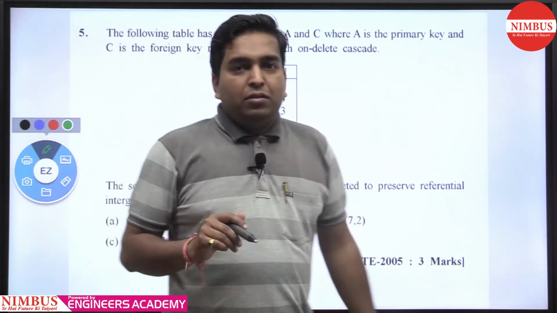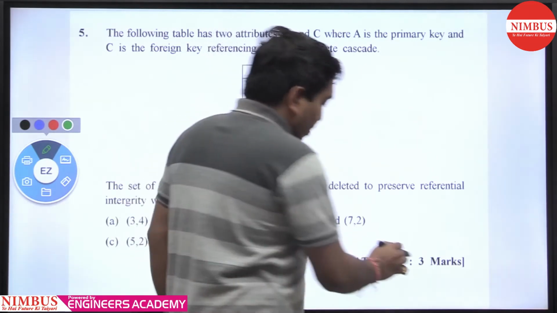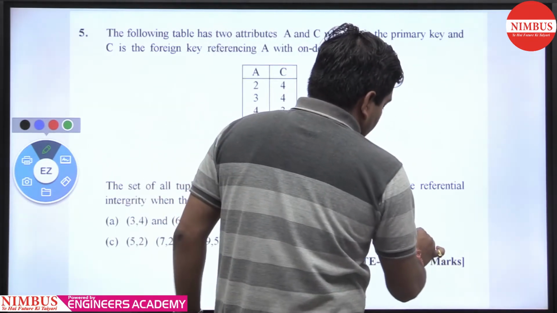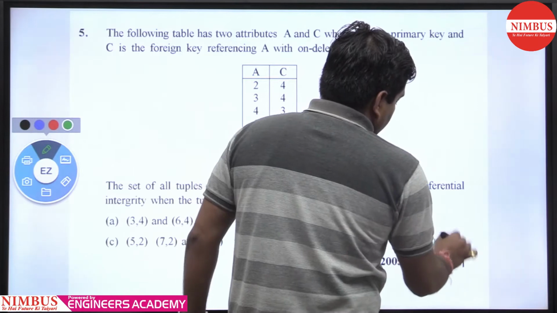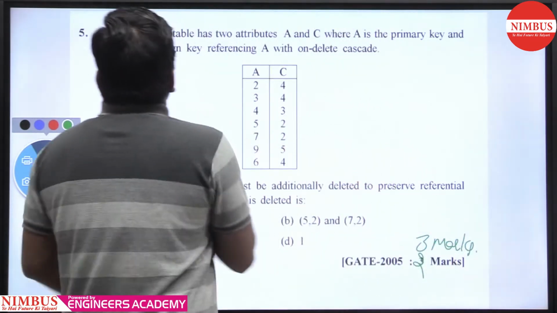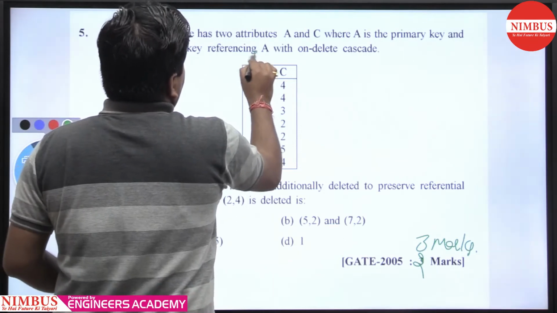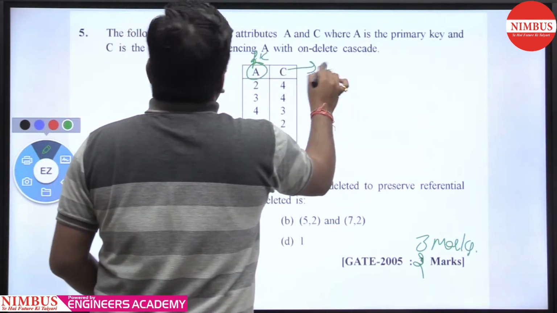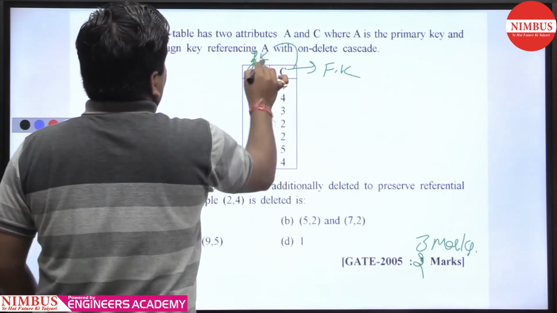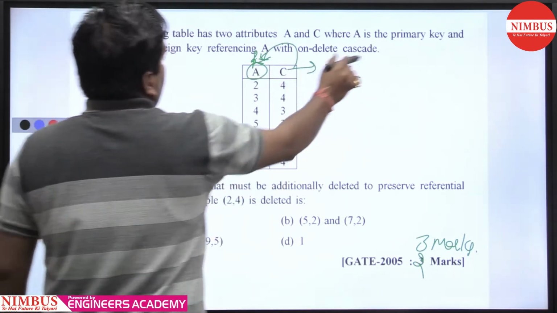Hello student, this question comes in the GATE 2005 2 marks, plus in competition it also comes in 3 marks. So we will discuss. The following table has two attributes A and C, where A is my primary key and C is my foreign key referencing A. Getting my point? With on delete cascade.